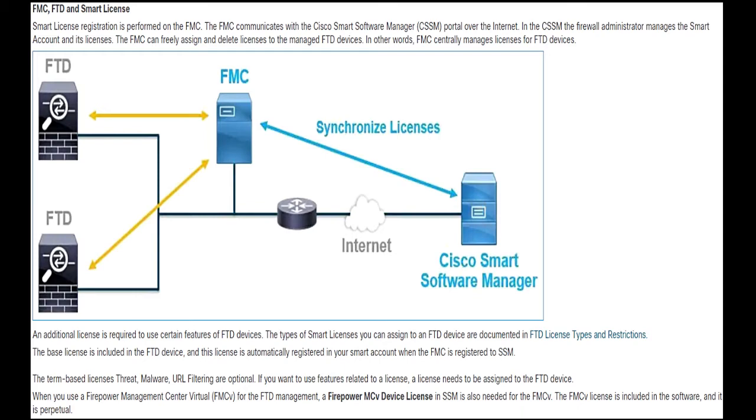So please make sure, if you are planning to obtain smart licensing for your FTD devices, you request your Cisco AC to include a Firepower MCV device license, which is mandatory for the FMC-based smart licensing feature to be enabled. Other than that, the term-based licenses for threat, malware, and URL protections are optional, based on your device placement, like if it is internal, WAN, or internet. You can procure those licenses and apply them to the individual FTDs. Okay, let's get into the practical session.